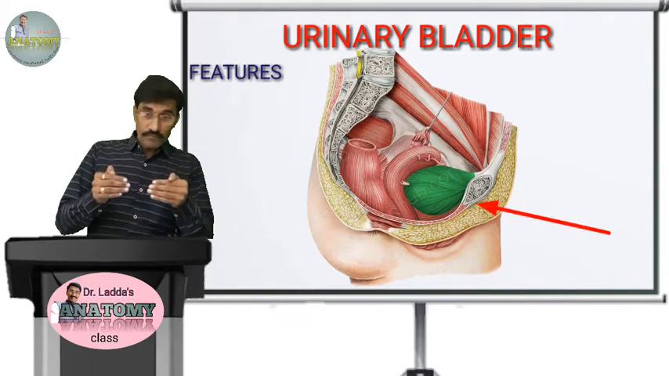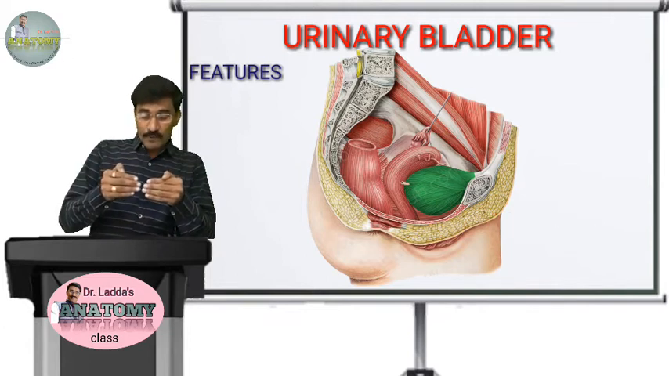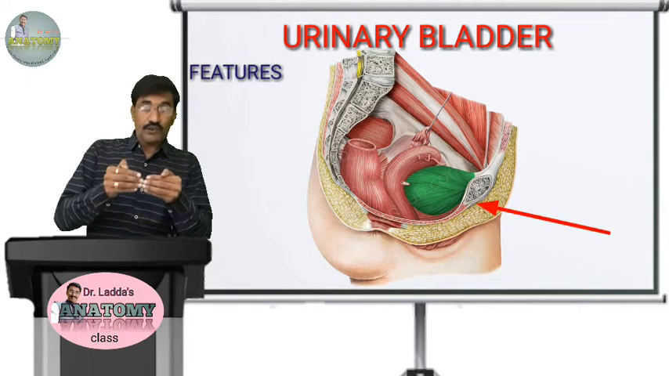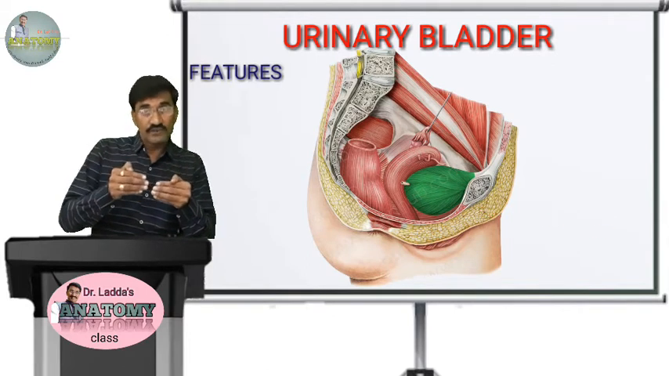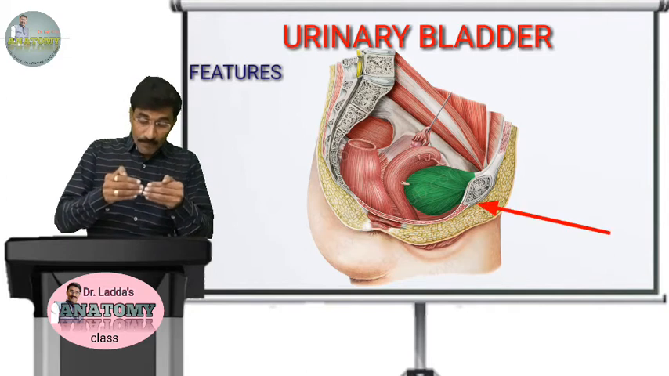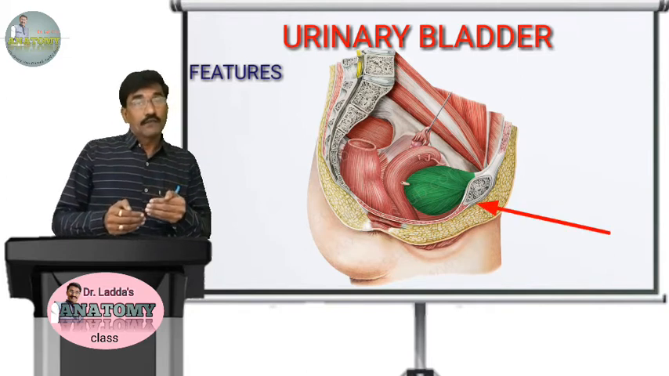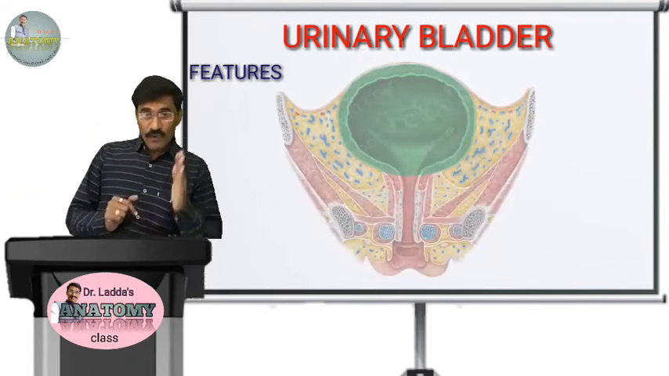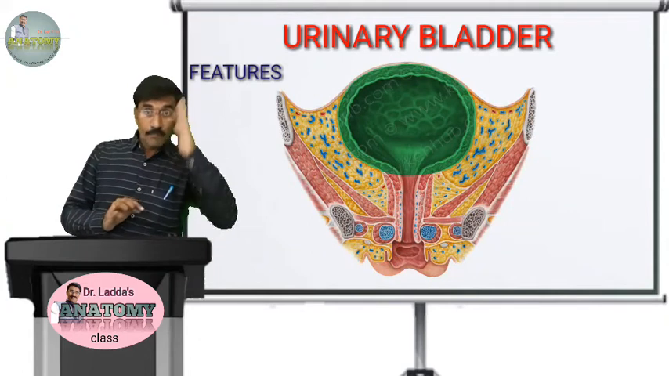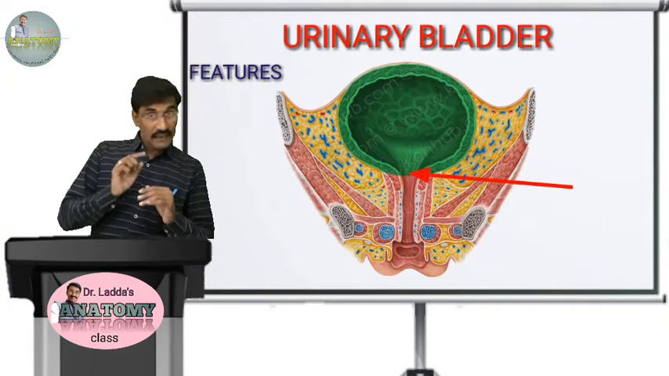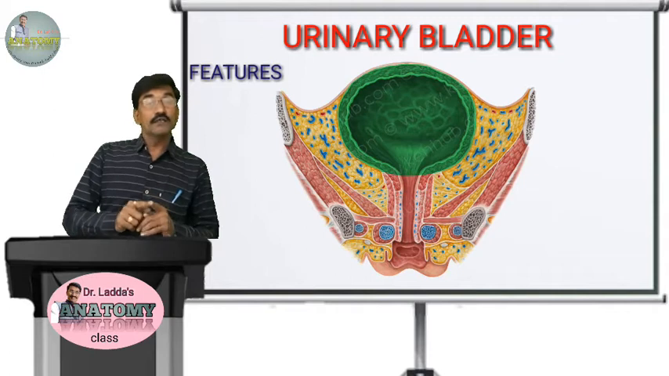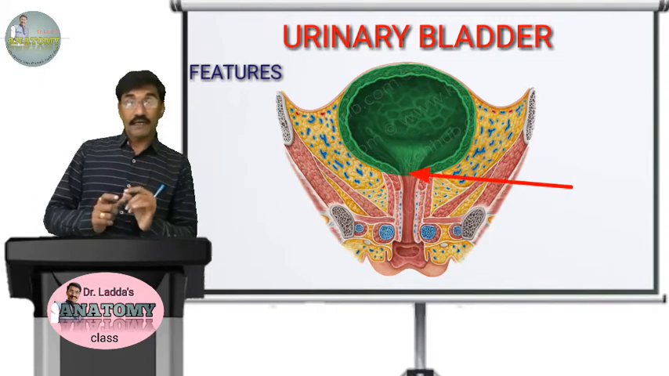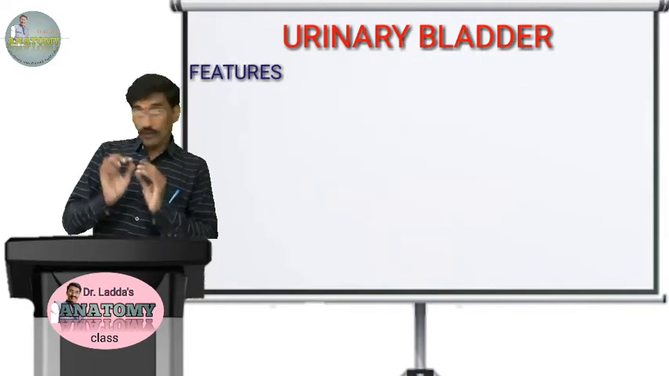Now, this is one pubic bone, this is the second pubic bone. They unite together, and this union or junction of the two pubic bones is called the pubic symphysis. And 3 to 4 centimeters behind this pubic symphysis, the neck of the bladder lies. This neck is pierced by the internal urethral orifice.